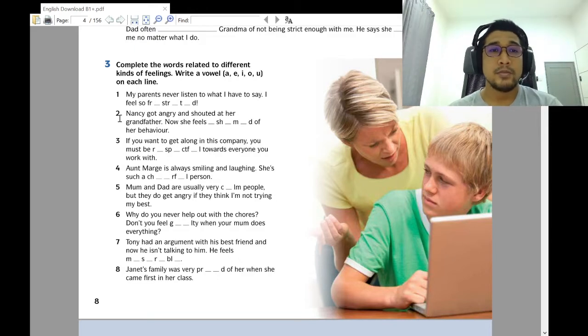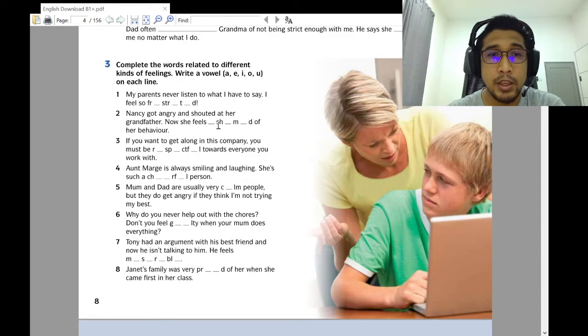Number 2, Nancy got angry and shouted at her grandfather. Now she feels ashamed. Very good. Ashamed. Malu. A-S-H-A-M-E-D of her behavior. 3, if you want to get along in this company, you must be respectful. Respectful towards everyone you work with. Okay? Menghormati. Respectful.